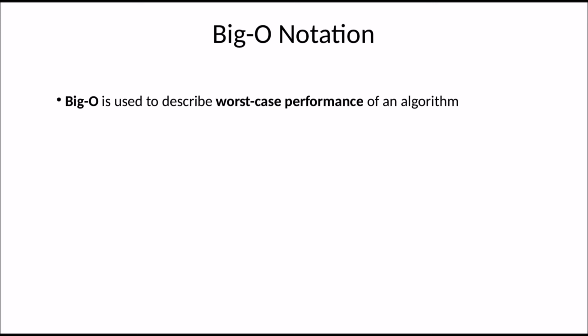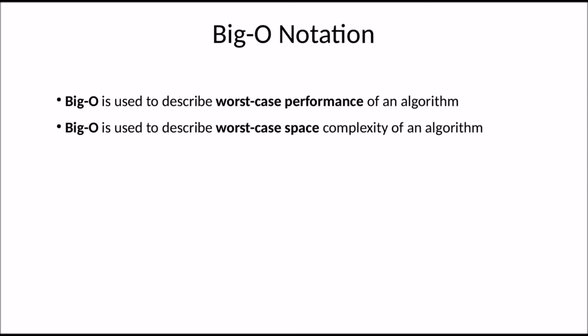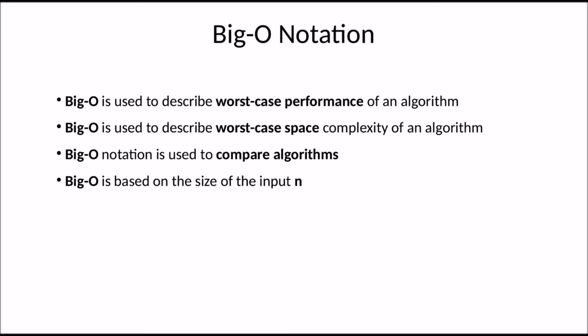Big O is used to always describe the worst case performance of an algorithm. It is also used to describe the worst case space complexity of an algorithm. Once we have the two, time complexity and space complexity, we can use these to compare algorithms. And important is that Big O is always based on the size of the input, and the input is referred to as n.